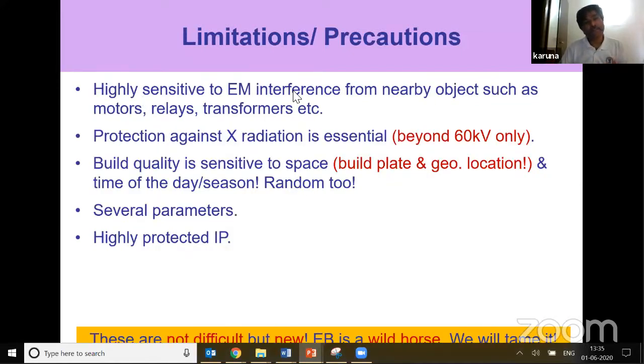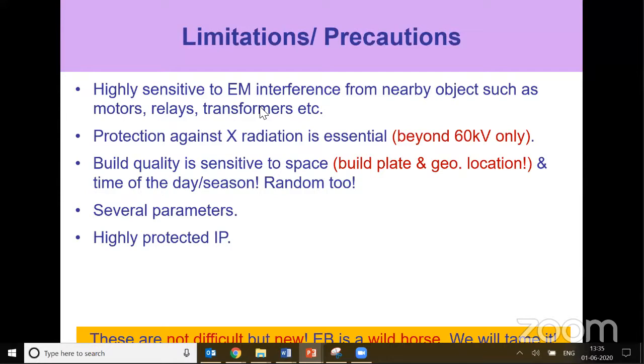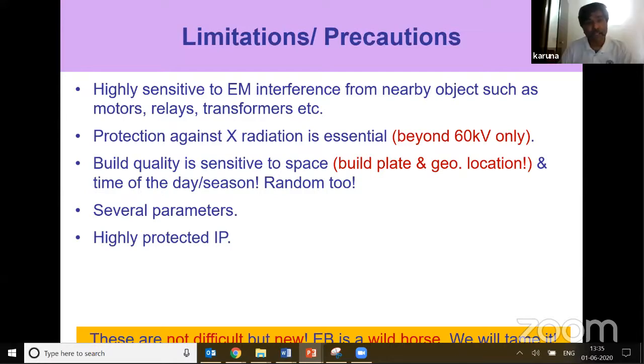Then, as I told you, the radiational effects come when the voltage goes beyond 60 kilovolt. X-ray radiation is possible, and electromagnetic interference is possible. That starts influencing the motor, relay, transformer, and XY motion is achieved with a deflection coil. So the deflection coil becomes sensitive to that. So the design has to take into account all these interferences and then be designed accordingly.